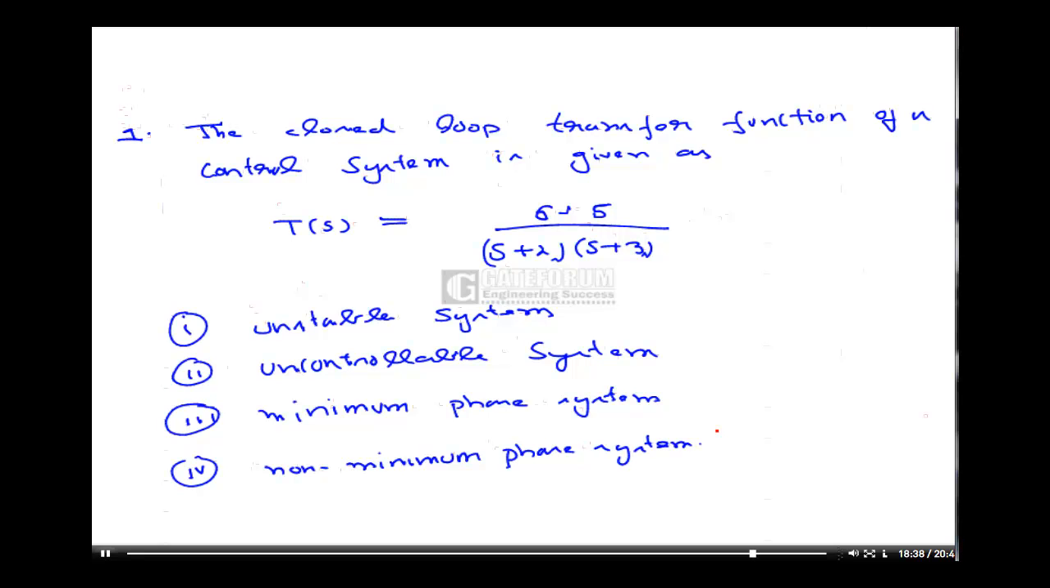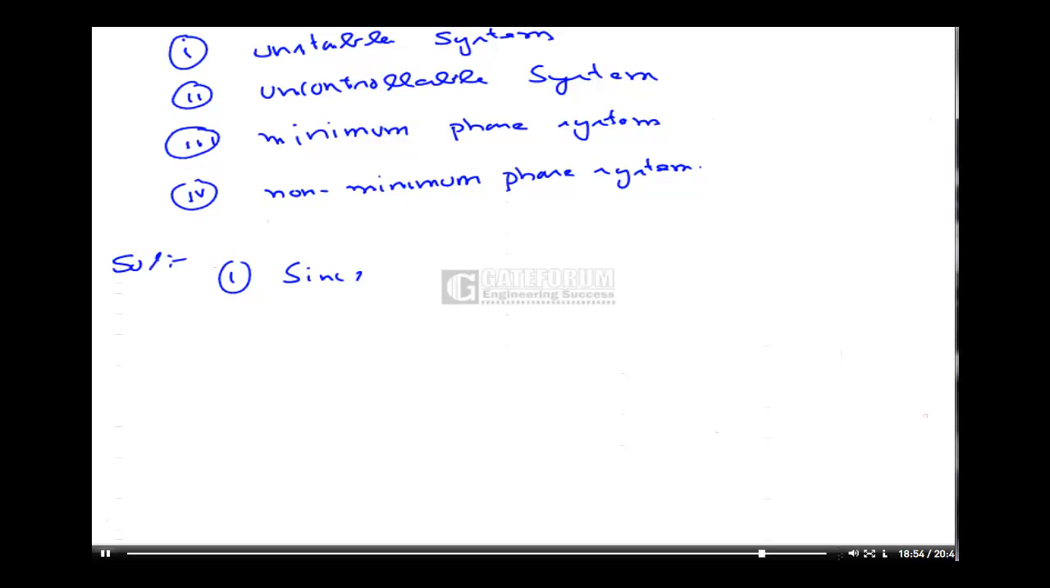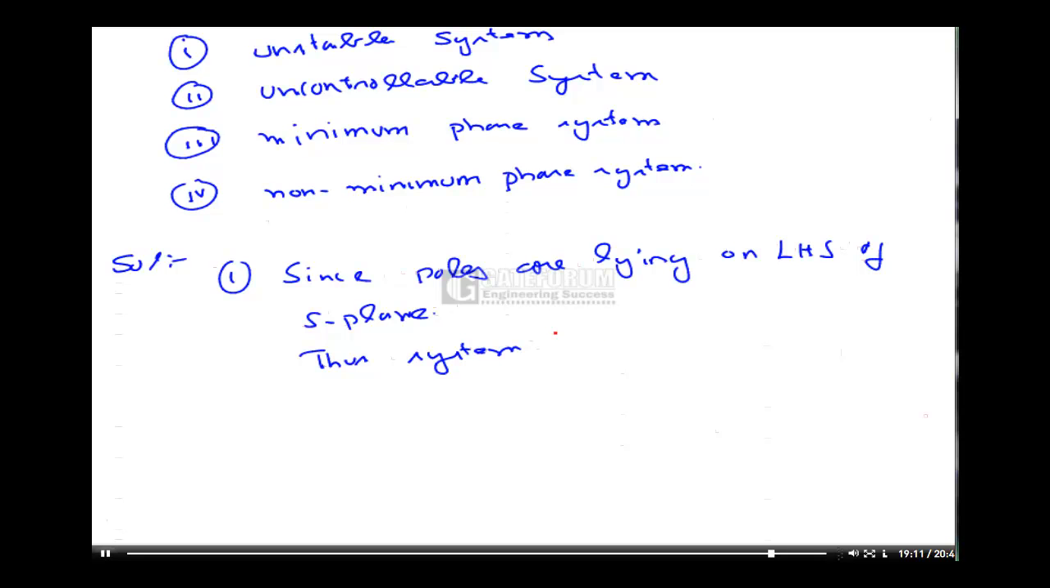Okay. See, the closed loop transfer function is given by this. Just understand, since the poles of this closed loop transfer function lie on the left hand side of the S plane, just write down the points. Since poles are lying on the left hand side of the S plane, thus the system is stable. If the system is stable, definitely it is controllable. So the first two options are not correct.